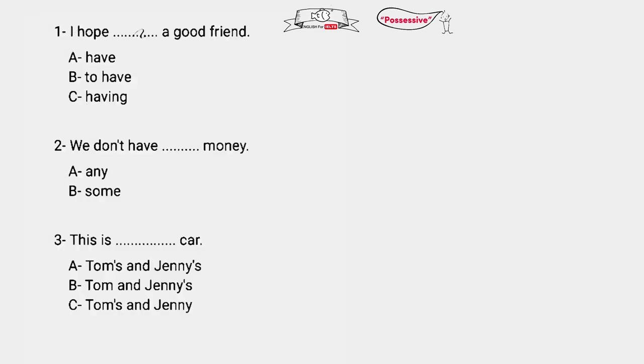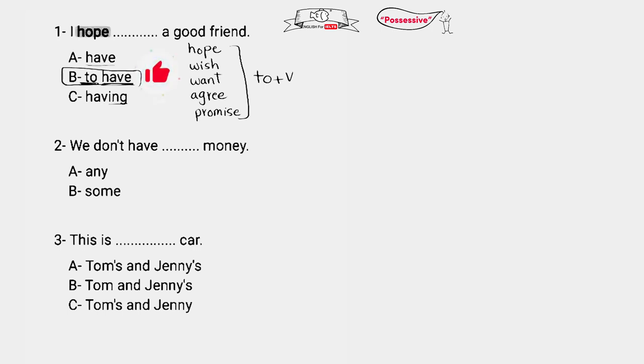I hope blank a good friend. Have, to have, having. What do we use after hope? Listen guys, the verbs hope, wish, want, agree, promise, these verbs are followed by to plus the verb. So to have is the correct answer. I hope to have a good friend. I wish to have a good friend. I want to have a good friend. I agree to do something. I promise to do something. All these verbs take to.